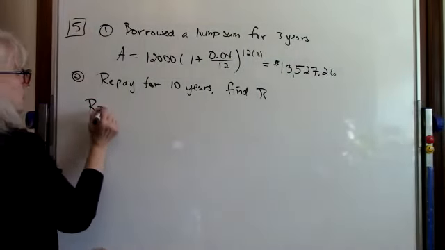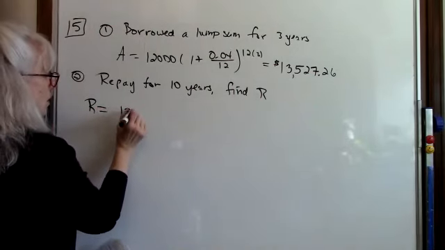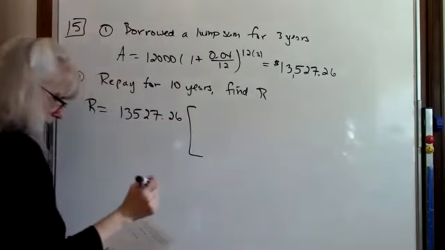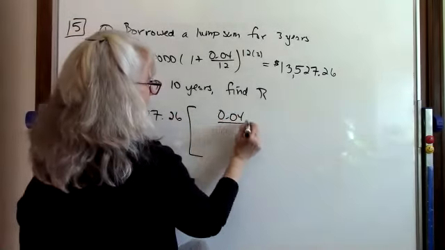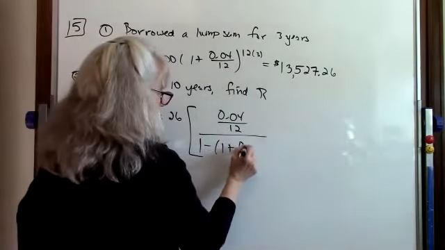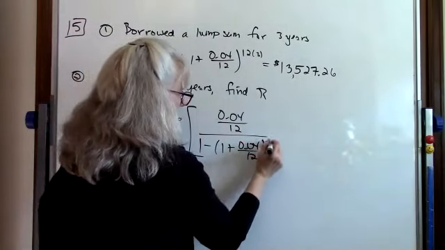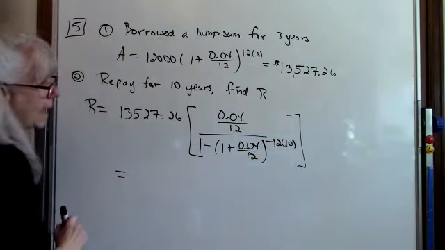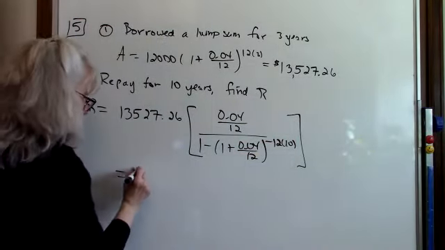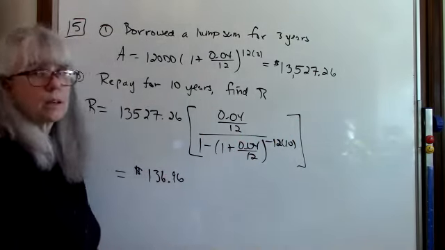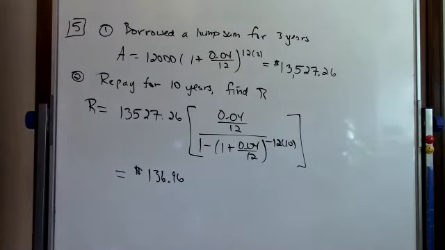So R is equal to, using the amortization formula, 13,527.26. Then we're going to have 0.04 divided by 12. Notice the interest rate stays the same, still at 4%. 1 minus 1 plus 0.04 divided by 12. But it is for 10 years. So he's going to pay it back over a 10-year period. And if you number crunch that through, you should end up with $136.96. So the student loan is $136.96 every month for those 10 years until it's paid off.